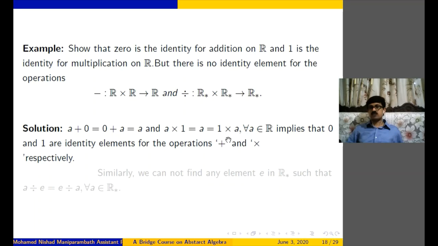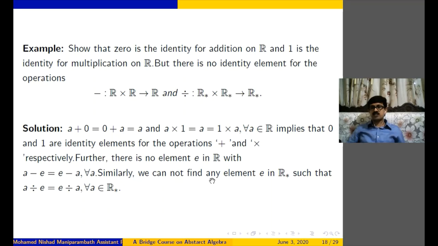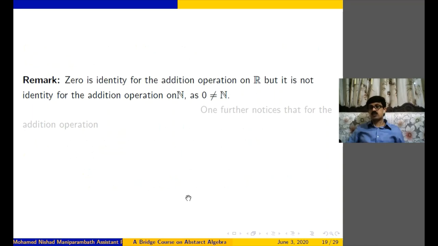Therefore, we can say that for the set of real numbers, the multiplicative identity is 1 and the additive identity is 0. 0 and 1 are the identity elements for the operations plus and multiplication respectively. Further, there is no element E in R with A minus E equal to E minus A equal to A. Similarly, we cannot find any element E in R star such that A by E is equal to E by A for every A belongs to R star. Hence, subtraction and division do not have identity elements.